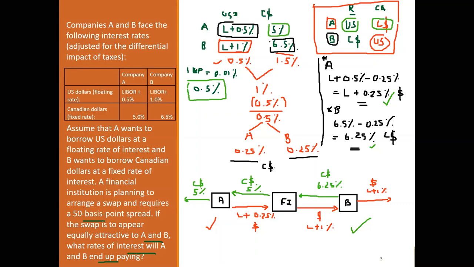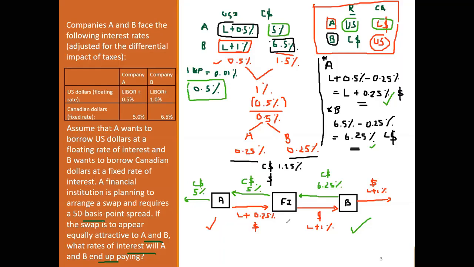Look at the flow, the top one. The financial intermediary is receiving 6.25%, but it is paying only 5%. That means the financial intermediary is keeping 1.25%. Then what about the dollar cost? I'm looking at the return here. So in Canadian dollars, the return to the financial intermediary is 1.25.